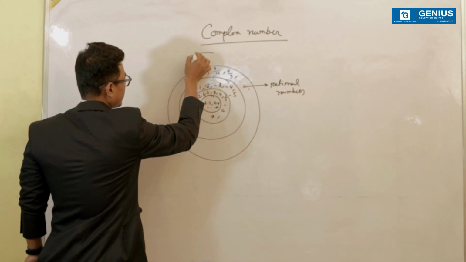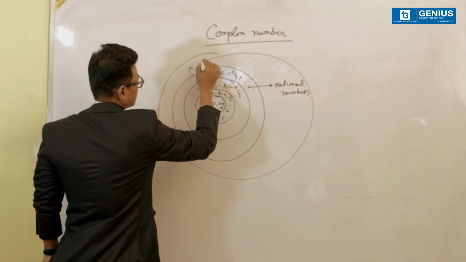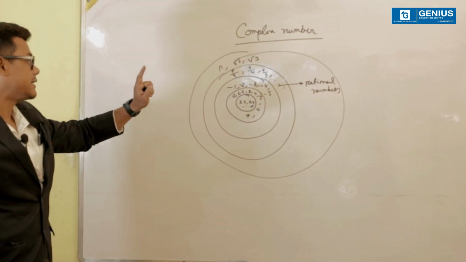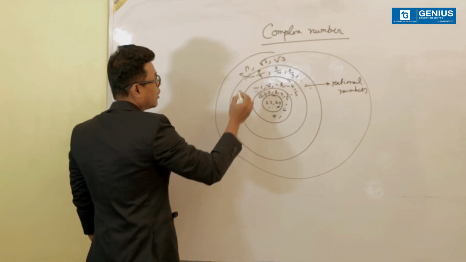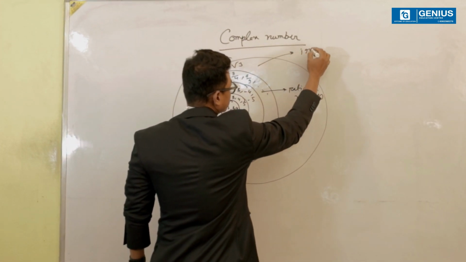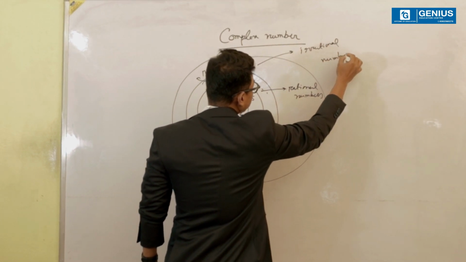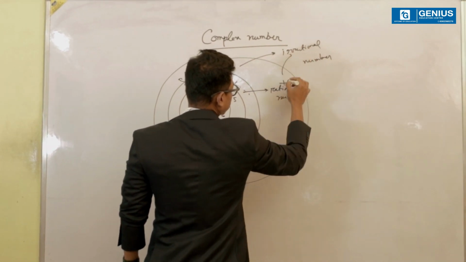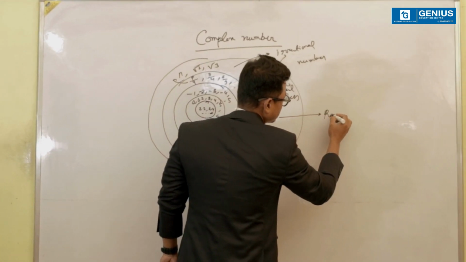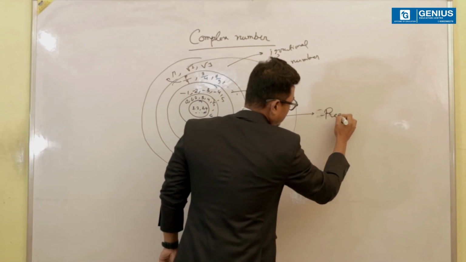And then you have other numbers like pi, root 2, root 3. These numbers cannot be written in p by q form, and all the numbers that cannot be written in p by q form are called irrational numbers. Together, the rational and irrational numbers constitute the numbers called real numbers.